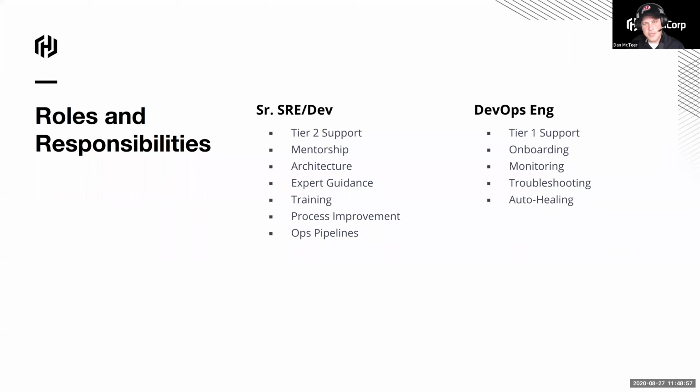The DevOps engineers would be kind of the tier 1 support. They'd take the brunt of the support calls. They'd handle the onboarding, the monitoring of the service, all that sort of thing. The 2 senior level people were there mostly for mentorship, to design, to architect, to take on the more complicated support calls, and build out the processes that support the service, things like that.